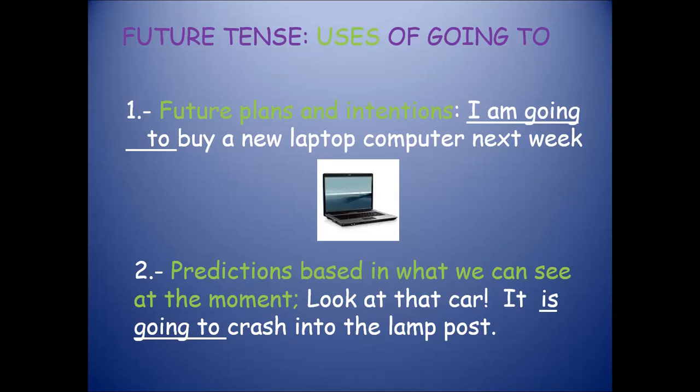Here we have another example. Look at that car. It is going to crash into the lamppost. A lo mejor estoy mirando que el carro va a toda velocidad y estoy viendo que tengo un poste y que el carrito va directo al poste y ya casi que lo veo que se estrella. Eso sería una predicción basada en lo que veo al momento.